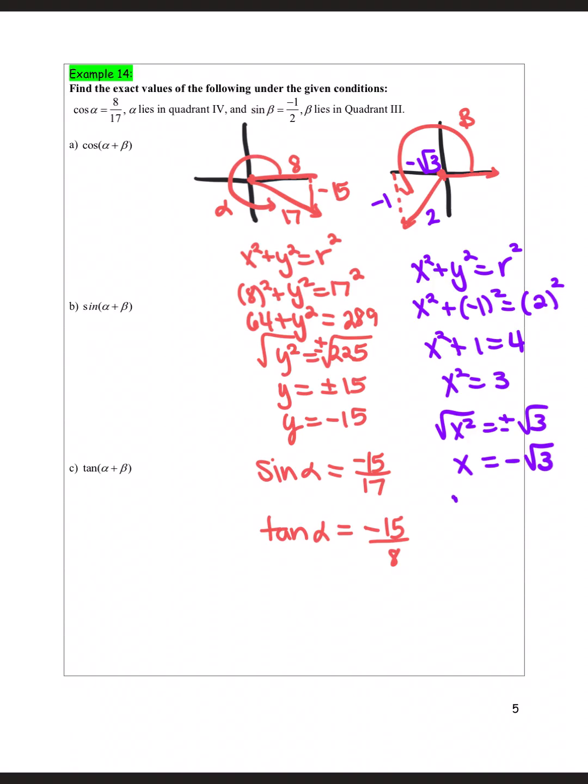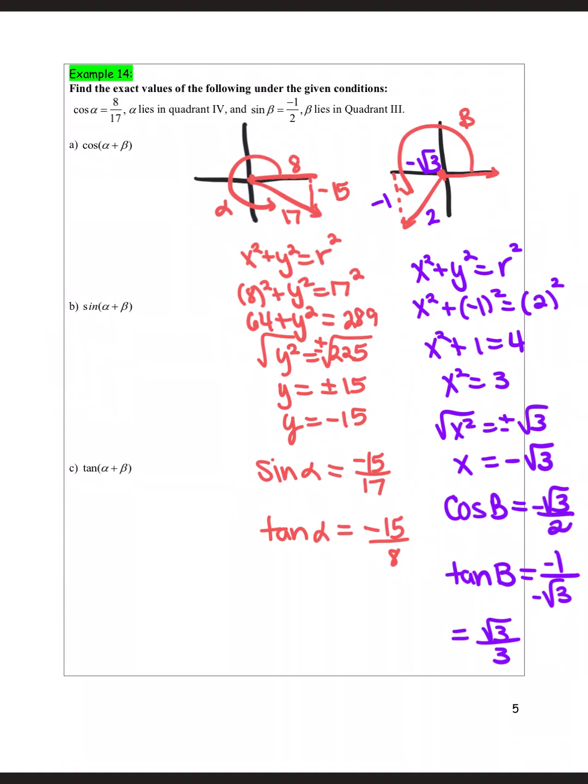So we have cosine of beta is negative square root of 3 over 2. And then tangent of beta is going to be y, which is negative 1, over x, which is negative square root of 3. And if I rationalize that, that's going to be square root of 3 over 3. And it's positive because we're in quadrant 3. Negative divided by negative is a positive.